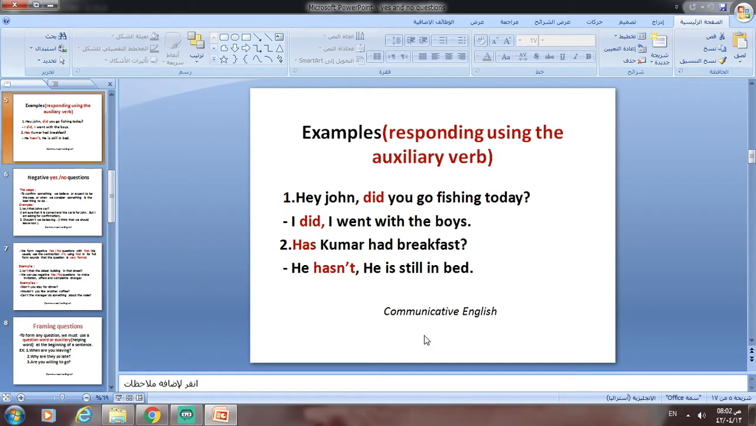Sometimes we respond using the auxiliary verb. If the question starts with an auxiliary verb, we must respond using the auxiliary verb. Like, hi John, did you go fishing today? I did. I went with the boys. Has Kamar had breakfast? He hasn't. He is still in bed. So here we respond using the auxiliary verb has, and here we use the auxiliary verb did.